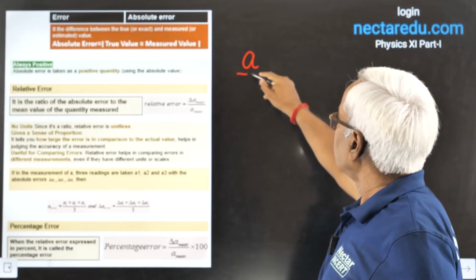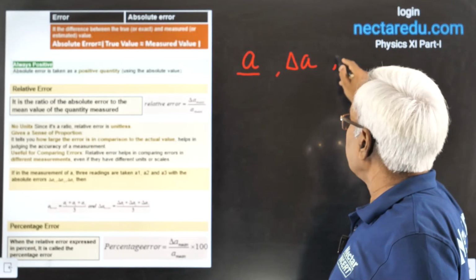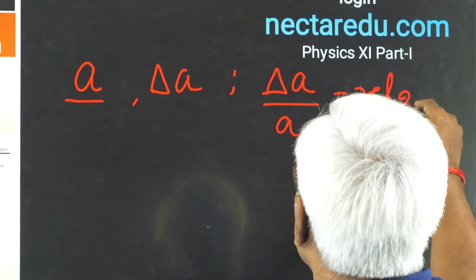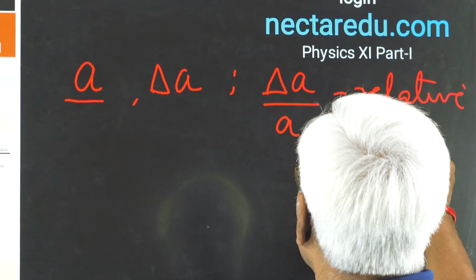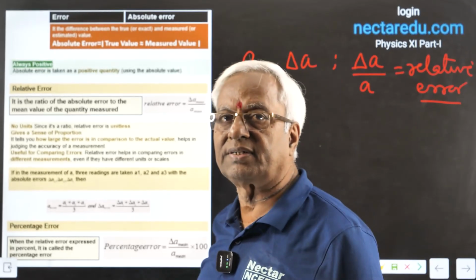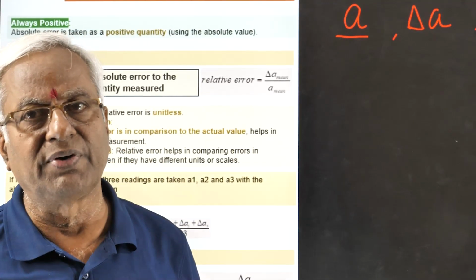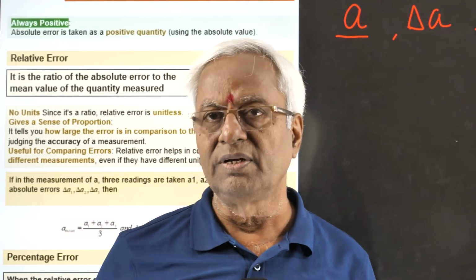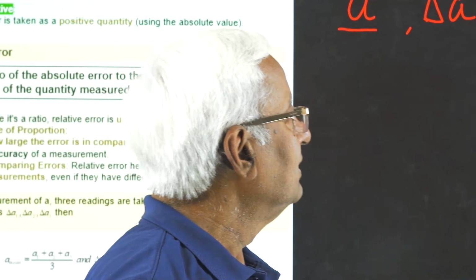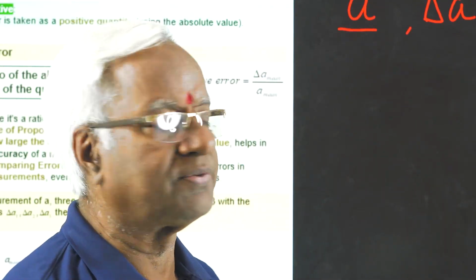Suppose you are taking a measurement of A and the error taking place is delta A, then delta A upon A would be called relative error. Relative error gives the idea of the size of the error that is happening in our measurement. That helps us in the assessment of error even if the readings taken are different or different quantities are measured. By just evaluating relative error, we can have an idea of the error taking place.